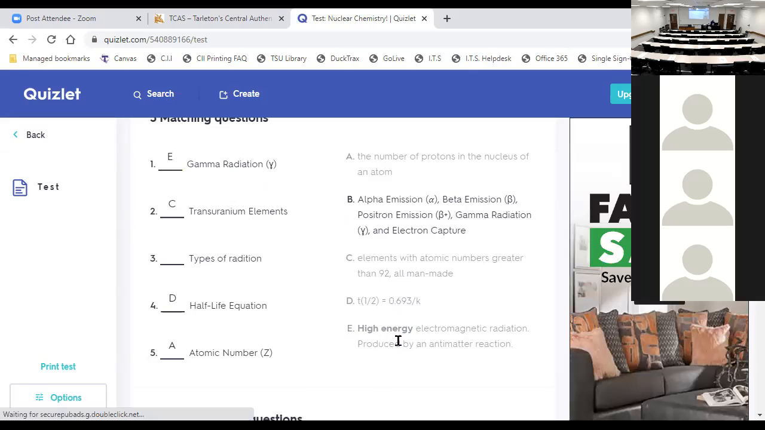And when you think about it on the electromagnetic scale, the scale with visible light and infrared and ultraviolet and all that, gamma is the highest on the EM scale. So it makes sense that it has the highest energy in terms of radiation as well. And then that just leaves B for the types of radiation, which is alpha emission, beta emission, positron emission, gamma radiation, and electron capture.